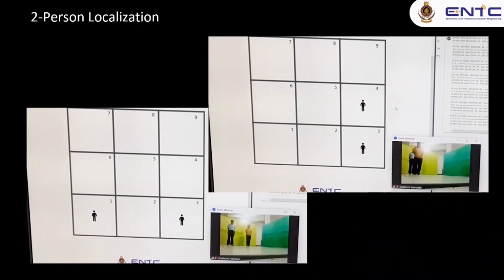This demonstration shows how our algorithm detects the second person and predicts the location of both individuals.